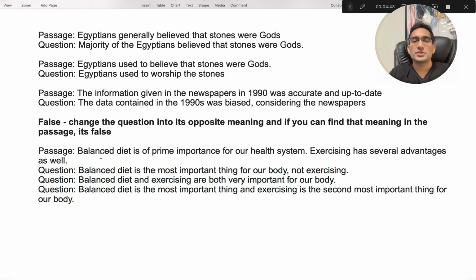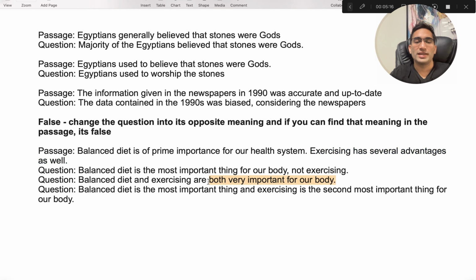Let's have a look. So the passage says the balanced diet is of prime importance for our health system. Exercising has several advantages too. Question number 1 says, balanced diet is the most important thing for our body. Yeah, that's correct. Not exercising. Here it says exercising has several advantages. Here it says exercising is not important, but the passage says it has advantages. Now, a lot of people get confused here. We'll come back to that later.